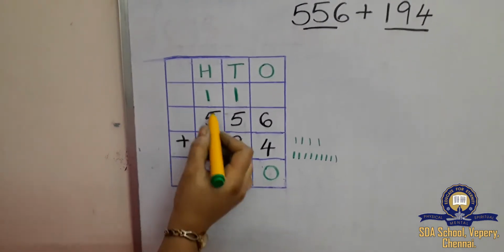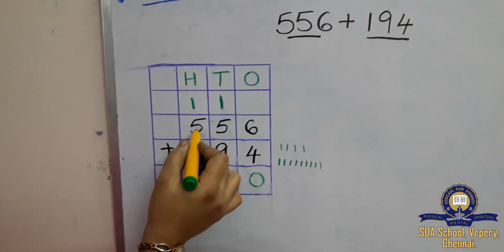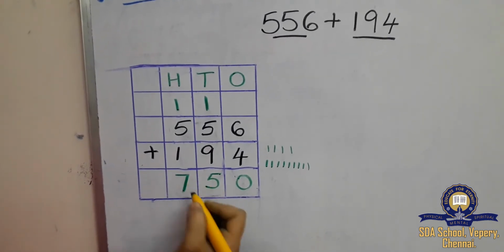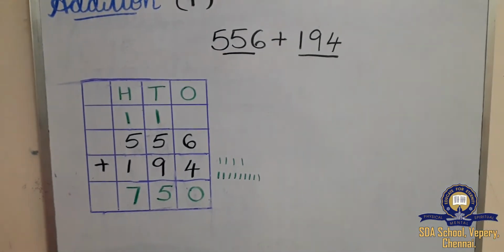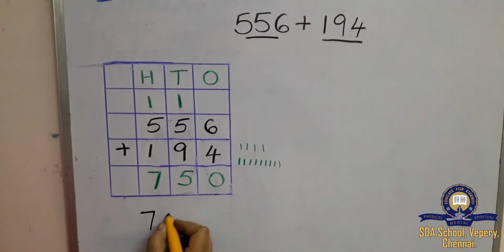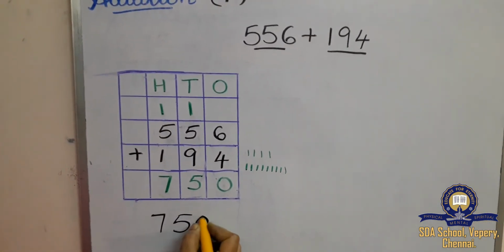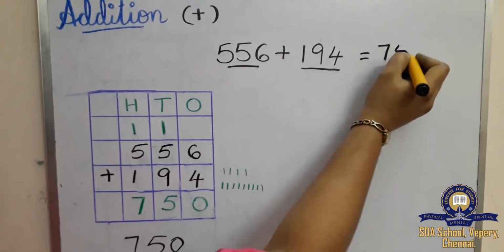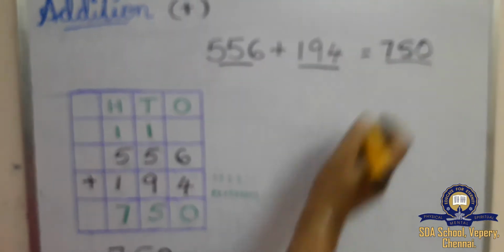Now in hundreds, 1 plus 5 is 6, 6 plus 1 is 7. So the answer is 750. What is the answer? 750. Understood everyone? Okay. Shall we go into the next topic?